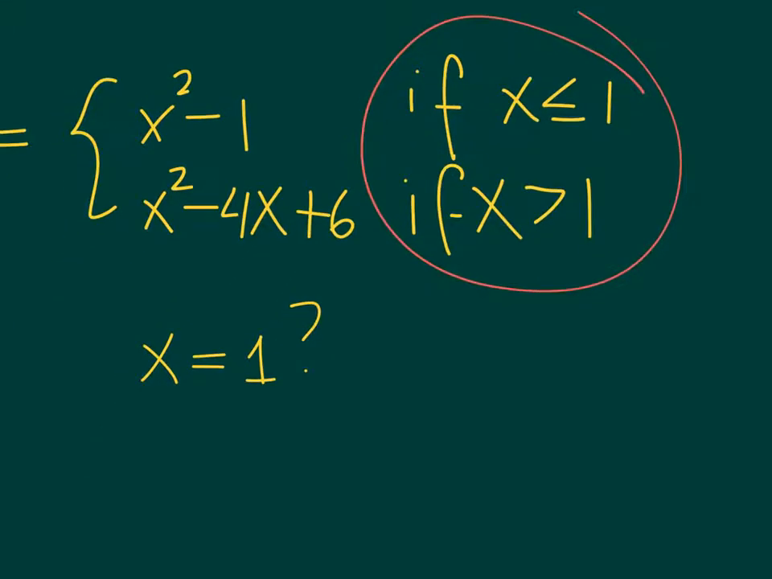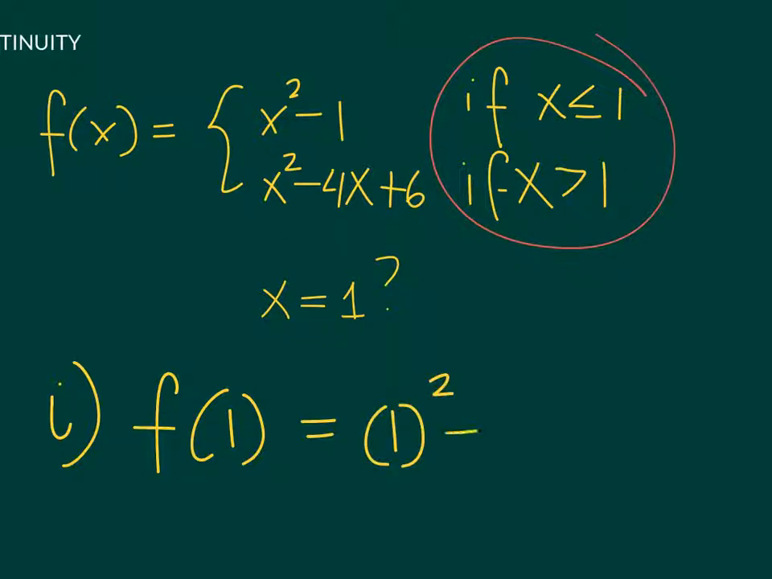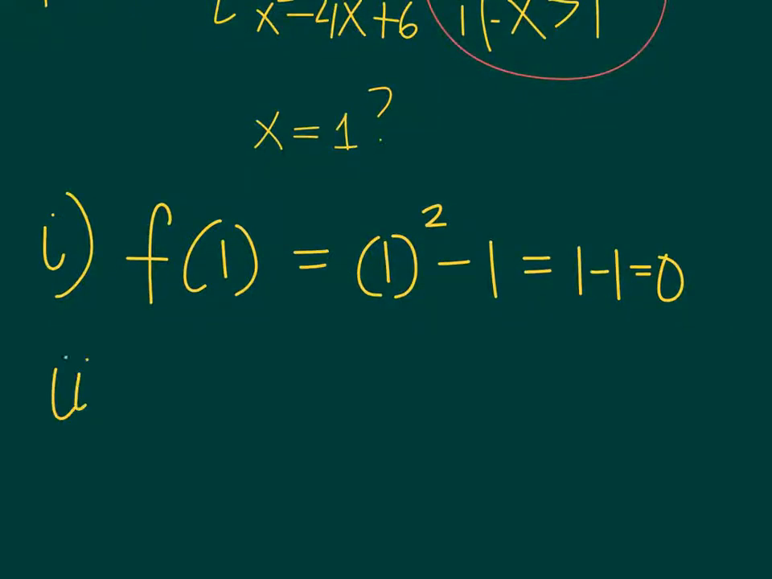Then we perform the 3 steps in determining if the function is continuous or discontinuous. Condition number 1 is the value at 1 should exist. F of 1 should exist. Now, how do we select between x squared minus 1 and x squared minus 4x plus 6? At x equals 1, we use the function whose domain includes x equals 1, and that is x squared minus 1. So f of 1 will be evaluated as 1 squared minus 1, 1 minus 1, or 0. So the function exists.